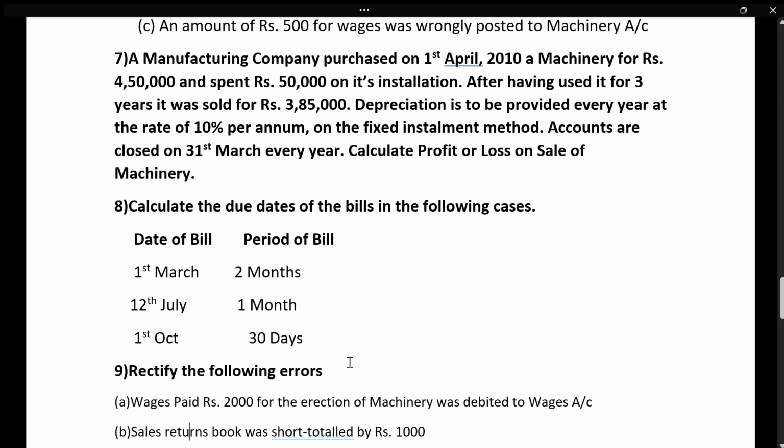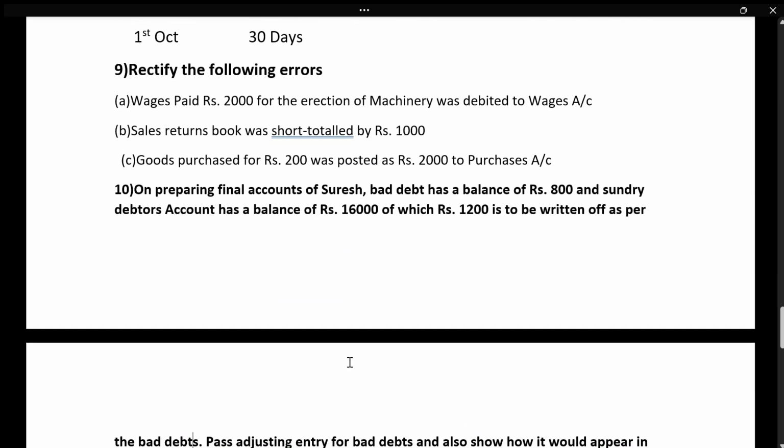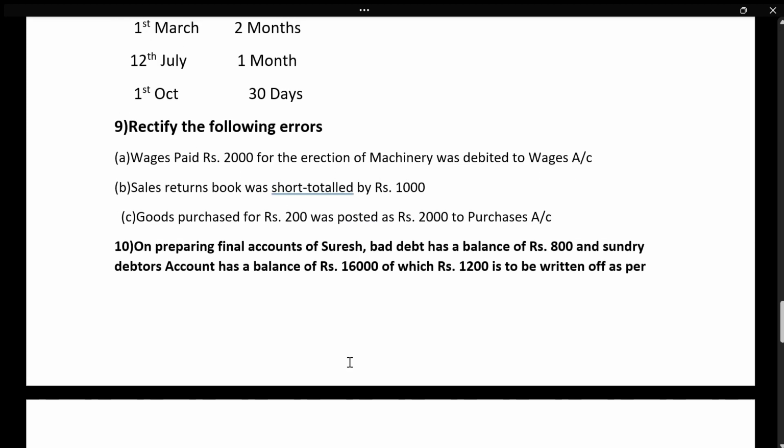And calculate the due days. In the previous video I have given how to calculate this. I will give the link in the description box. You can do that. And next, these all questions I took from the government paper only.